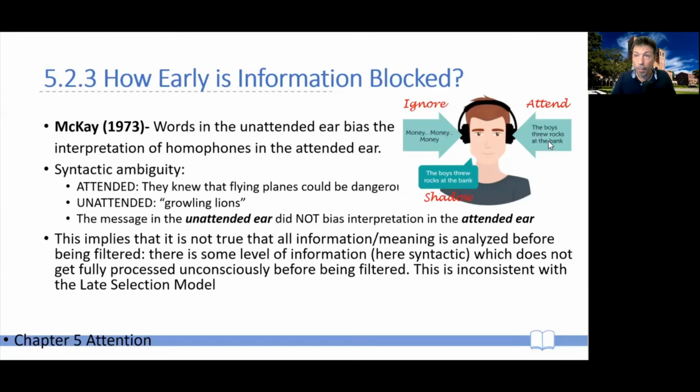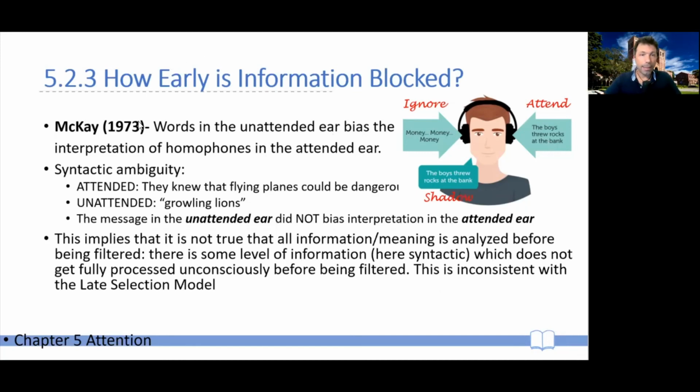Nonetheless, it's not that simple because within this publication, there were several experiments. One experiment was a syntactic ambiguity variant of the same experiment that you just saw, except instead of having the ambiguity at the level of the interpretation of a word, the ambiguity was at the level of interpretation of the syntax of a sentence.